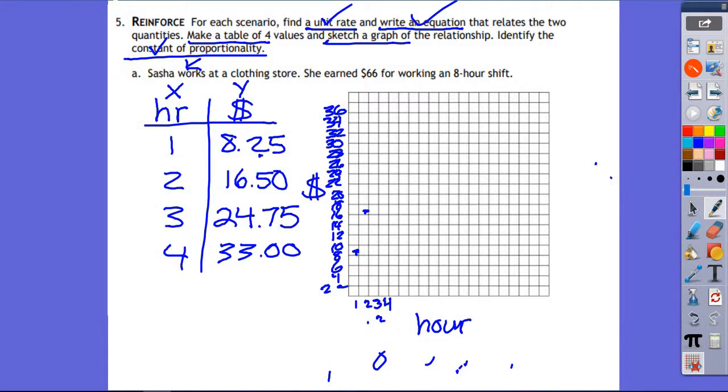Then 3, I'm going to 24.75. Where's 24 at? Right there. Oh gosh. I hope y'all's looks better than mine. 4 is 33 even. So 33 is going to fall directly between what two? 32 and 34. Wait, I'm confused now. What do you mean?